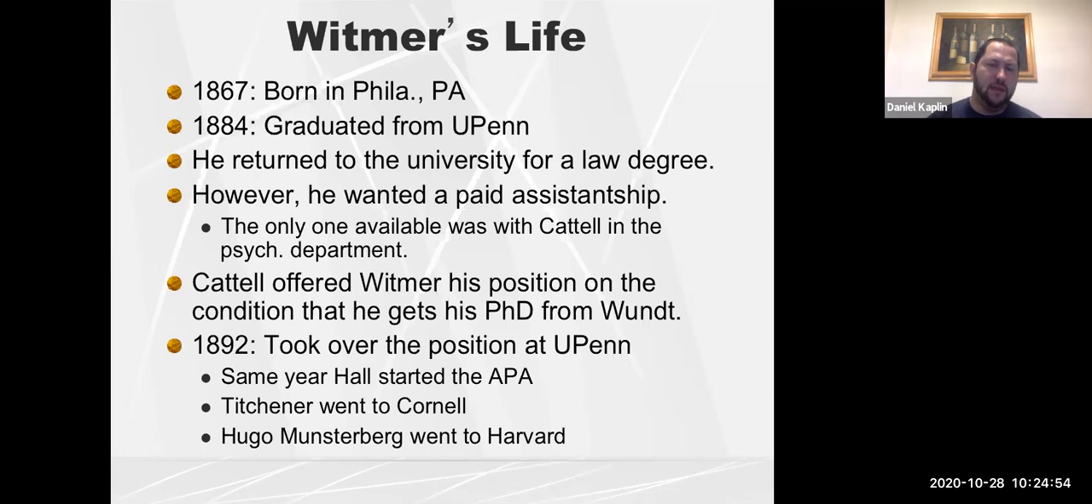Eventually he took over the position at UPenn in 1892. And just to give you an idea, a lot of things are happening at this point. This is when Hall starts the American Psychological Association. Titchener is now moved on to Cornell, and Hugo Munsterberg is now at Harvard.